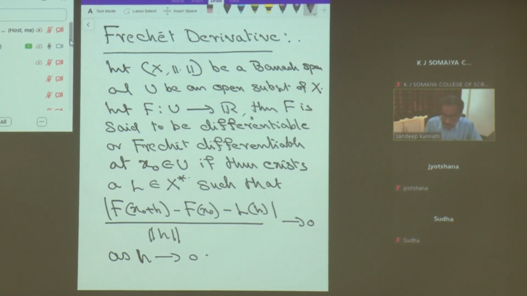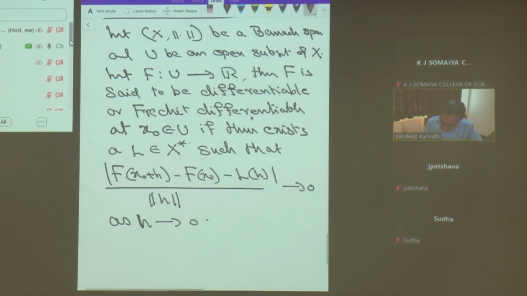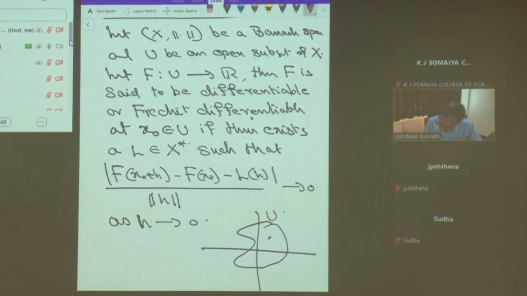So this is the definition of derivative of a function which is defined on a Banach space. So the thing is that you have a Banach space, and you have a subset, this open set U, and I have a point x naught here, and I have a function defined from here to R.